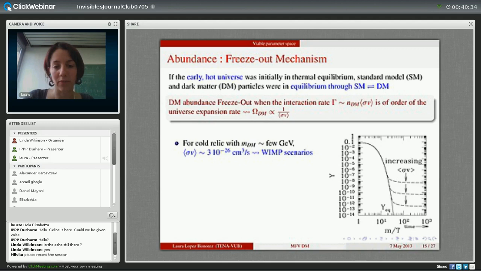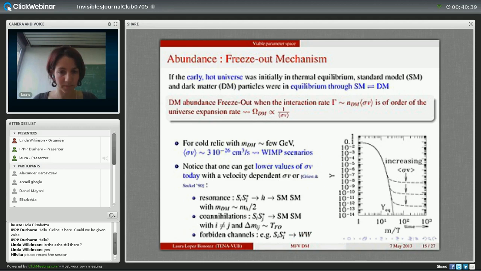Okay, now the fact that the annihilation cross section at the time of decoupling of the dark matter was of order 3×10⁻²⁶ centimeter cubed per second doesn't imply that today the annihilation cross section that is relevant for indirect detection searches, for example, is exactly of this value. It could be lower, in particular if the annihilation cross section has a velocity dependence, but some other effects can also be important there. Resonances are going to be important, co-annihilation, and also annihilation into forbidden channels.